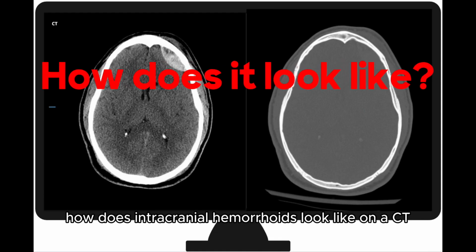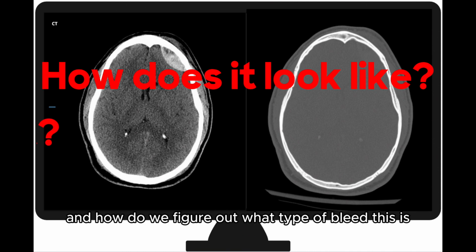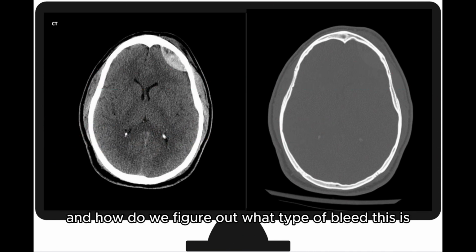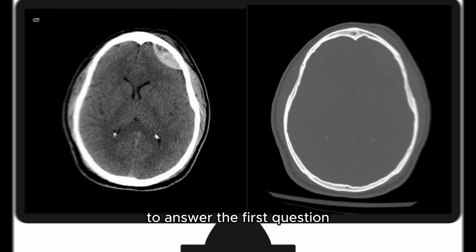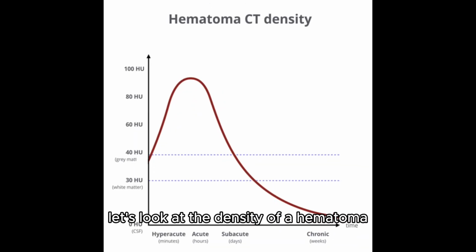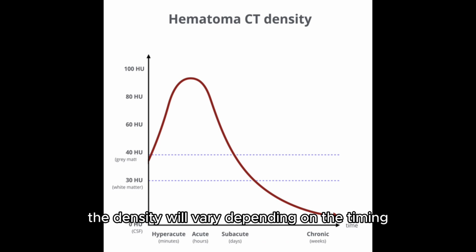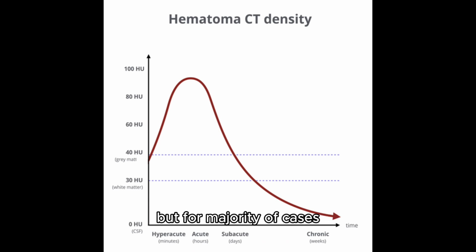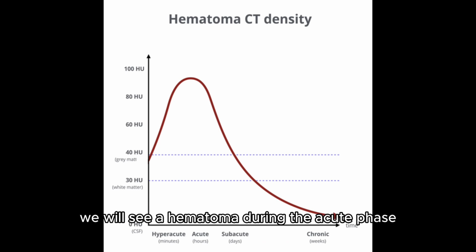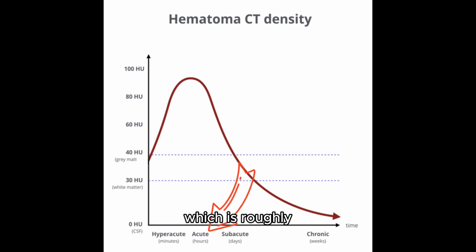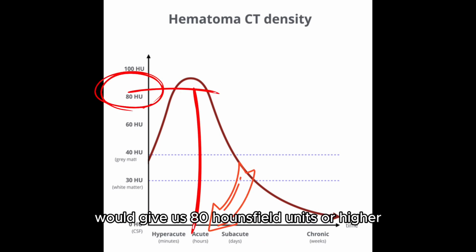How does intracranial hemorrhage look like on a CT? And how do we figure out what type of bleed this is? To answer the first question, let's look at the density of a hematoma. As you can see, the density will vary depending on the timing, but for majority of cases we will see a hematoma during the acute phase, which is roughly would give us 80-100 units or higher.